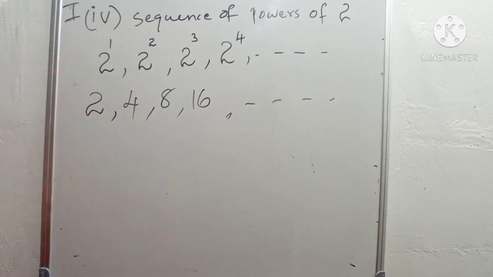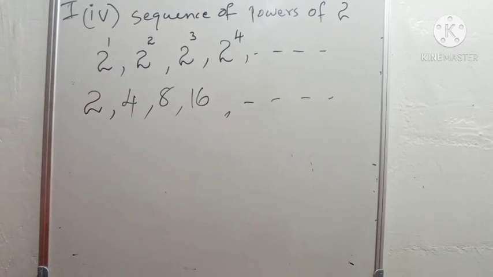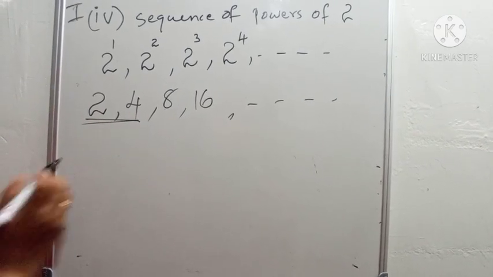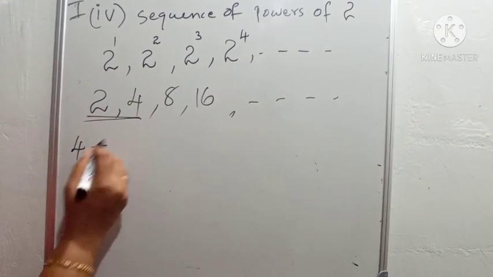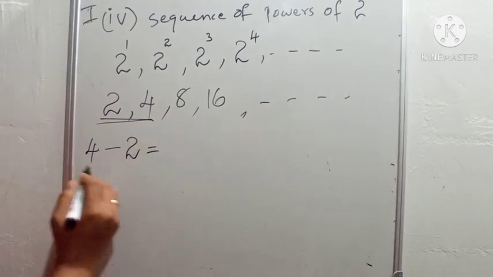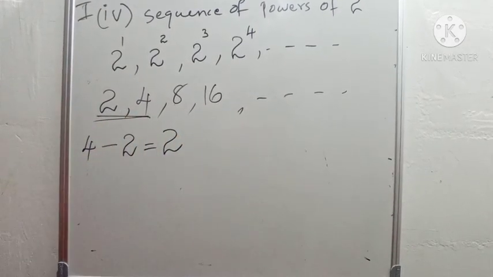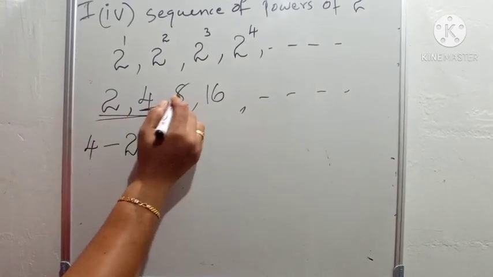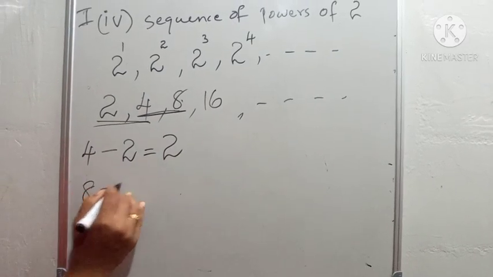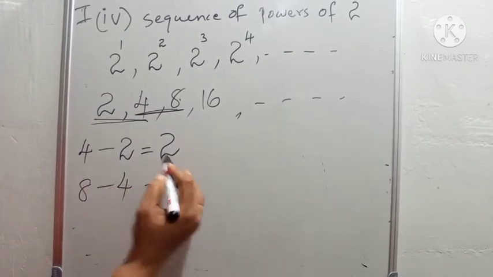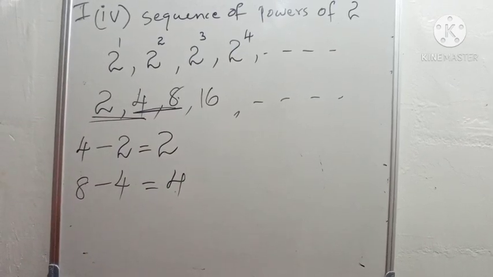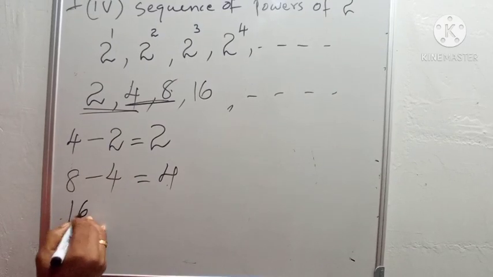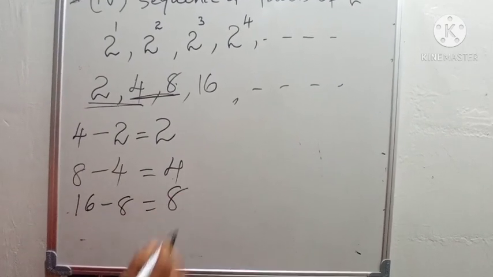Is this an arithmetic sequence? Let us check. What is the difference between two consecutive terms of this sequence? What about the difference between the first two terms? That is 4 minus 2, which is equal to 2. Then what about the difference between the third and second? That is 8 minus 4, which is equal to 4. And next is 16 minus 8, that is equal to 8.